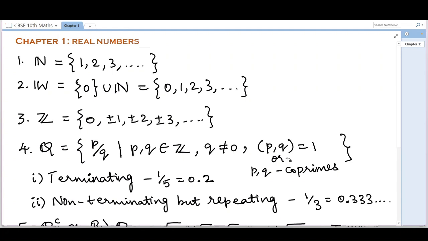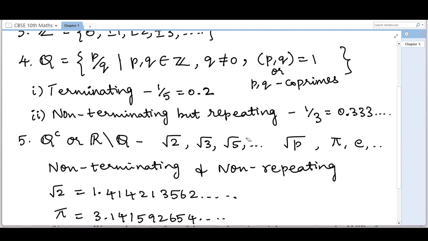Fourth one is set of rational numbers. It consists of numbers of the form p by q, where p and q are integers, along with the condition q not equal to 0. Because when q equal to 0, we will be resulted with infinity, which is undefined. So any integer divided by 0 will be undefined. Therefore, we neglect that condition q equal to 0. The last condition is the numbers p and q should be co-primes, which means the GCD of p and q should be equal to 1.